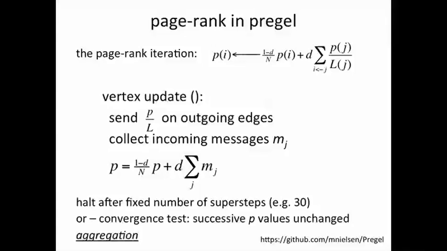So the goal is to compute the PageRank for every node in a graph. If there are n vertices in a graph, then there will be n values pi, one for every vertex. Further, every vertex has outgoing edges. L of j is the number of outgoing edges that vertex j has.